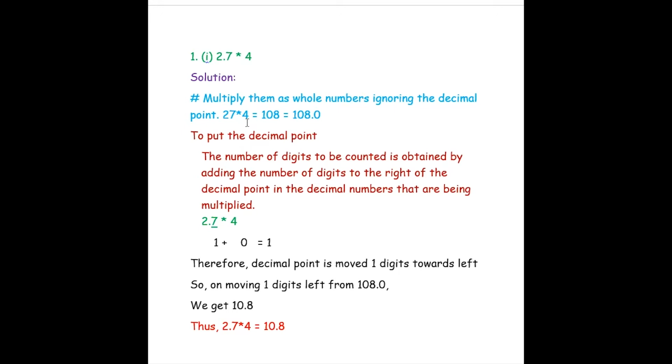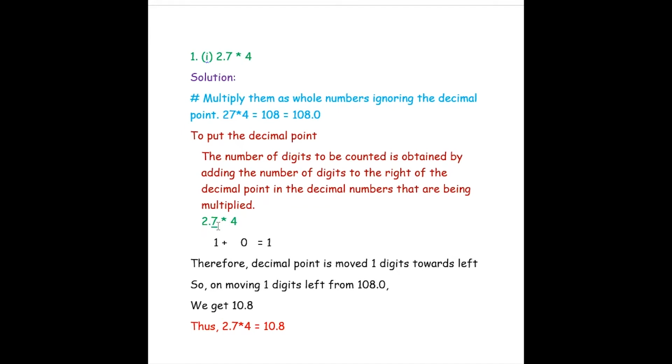If you multiply this, you will get 108. How to represent this 108 with a decimal number? It is 108.0. Now we want to put the decimal point. How to put the decimal point? The number of digits to be counted is obtained by adding the number of digits to the right of the decimal point in the decimal numbers that are being multiplied. The numbers being multiplied are 2.7 into 4.